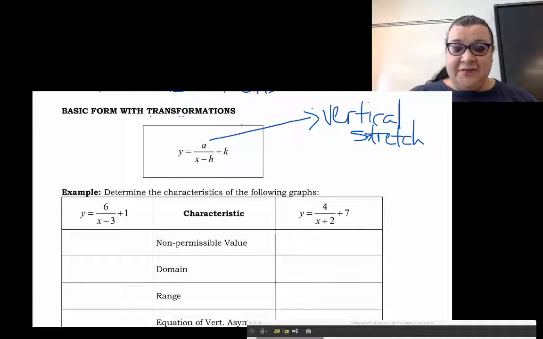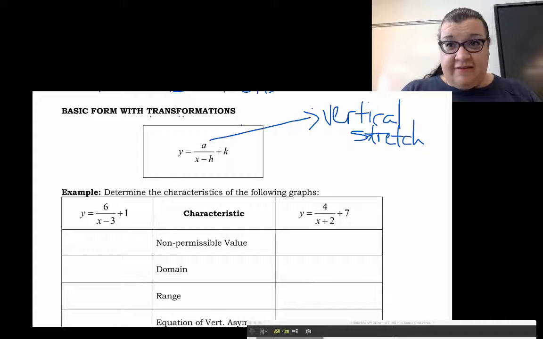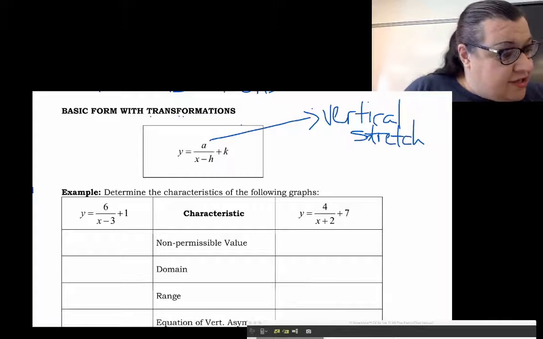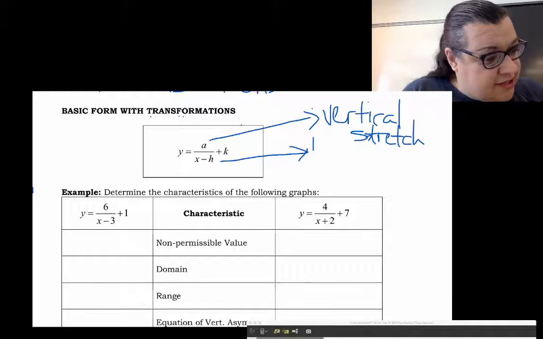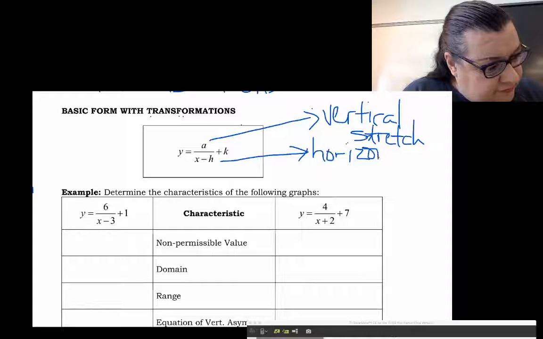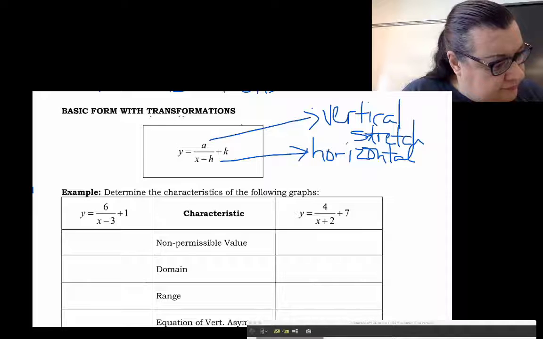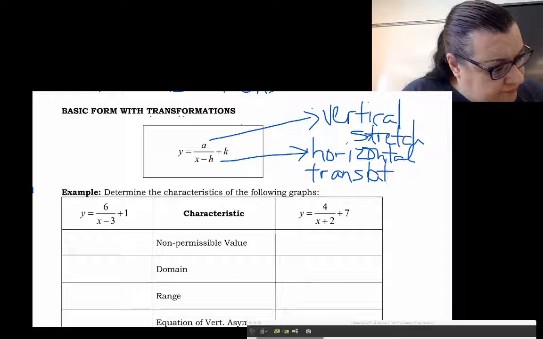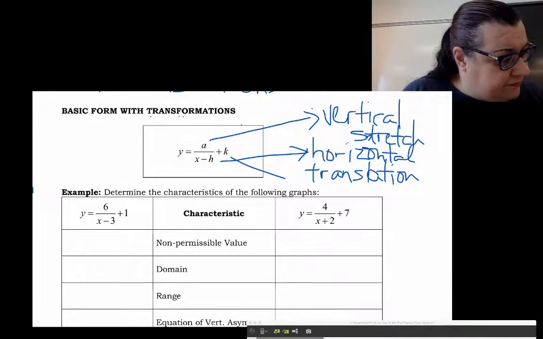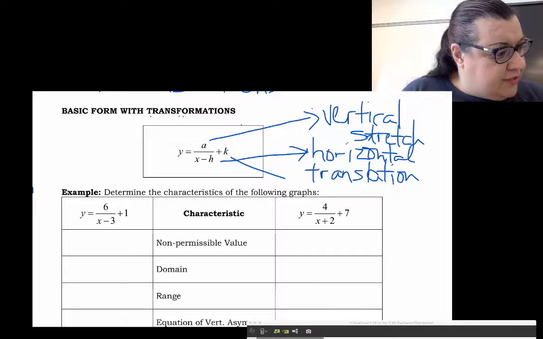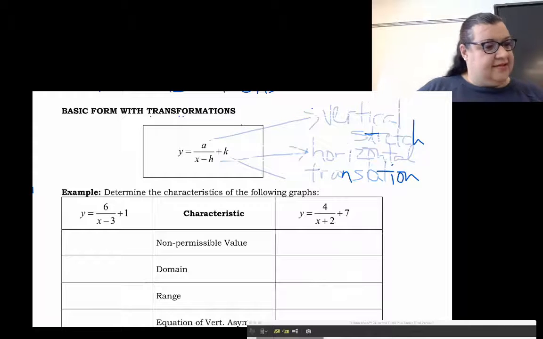Okay, so A is our vertical stretch by a factor of A. H, as always, is our horizontal translation. And K, oh, this is really messy, sorry guys. Let's try this again.